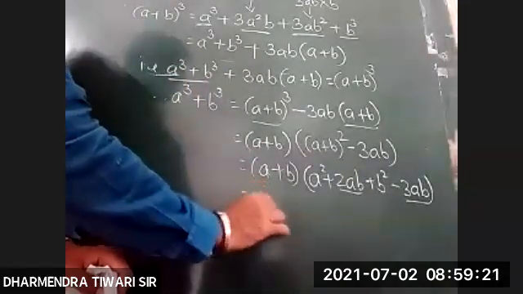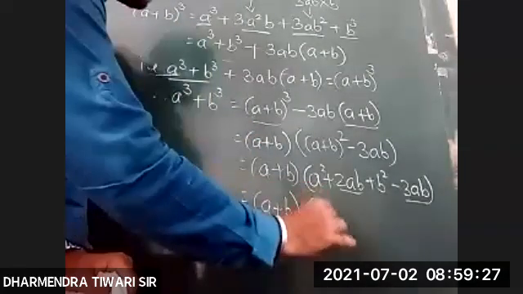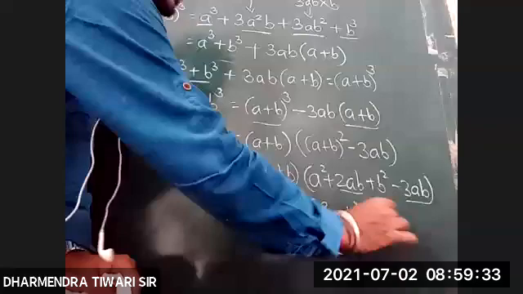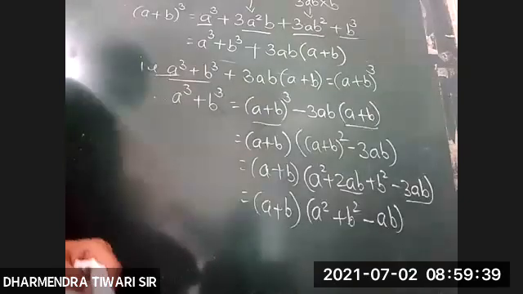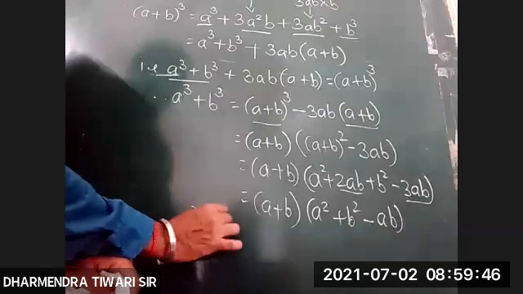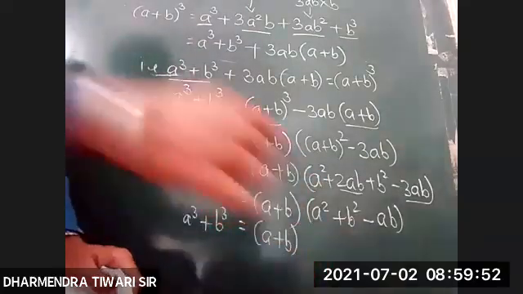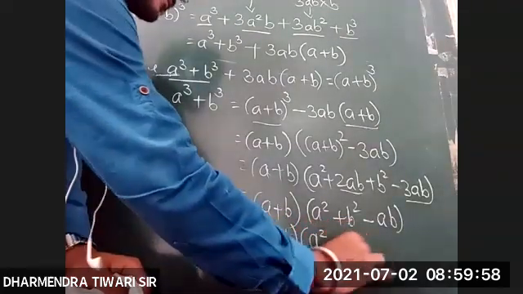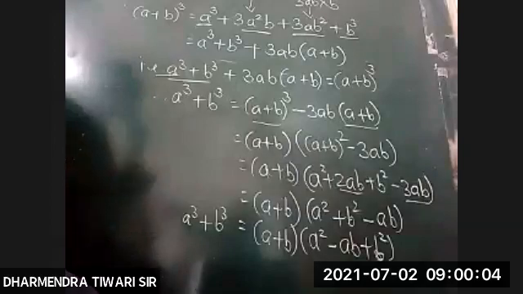So a plus b into, it got reduced to a square plus b square minus ab. By rearranging, as I have given you the formula, a cube plus b cube is equal to a plus b, bracket, a square minus ab plus b square. Done.